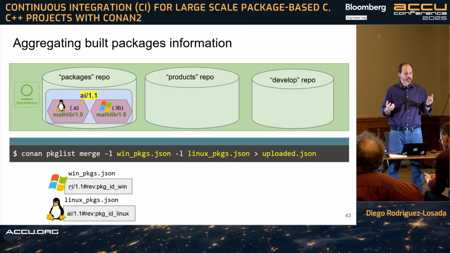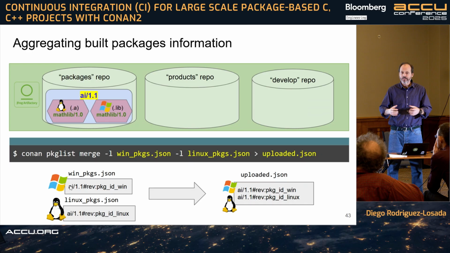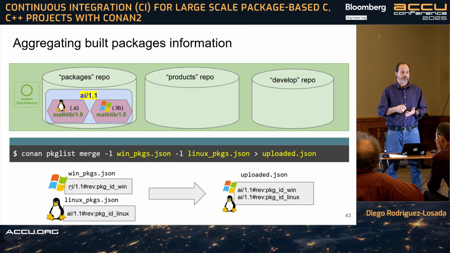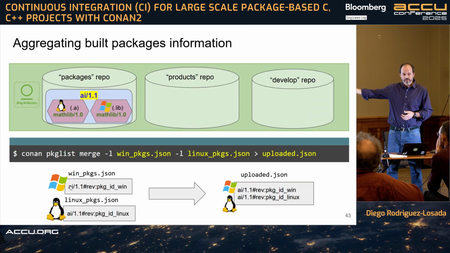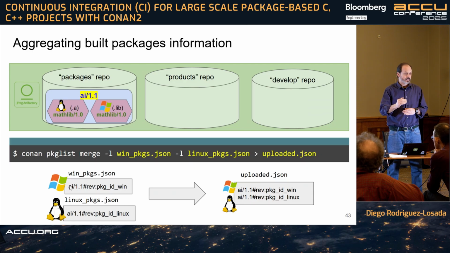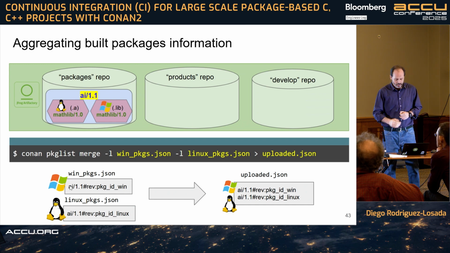That means that the Conan package list merge is basically that. It takes different files. Every file is a manifest of the packages that have been uploaded to the server, and it merges them in one single package list file, which is a manifest of all the packages and all the different configurations, all the different binaries that have been built for, in this case, AI 1.1, the Windows and the Linux. But if you are building 10 different platforms, you will have 10 different files on the left side, and then you will have one single file on the right side that has 10 different entries, one entry for every different binary that was built in the process.